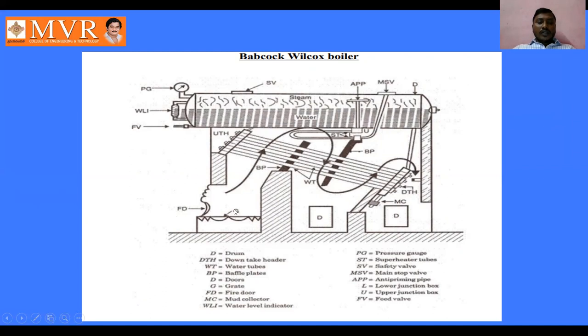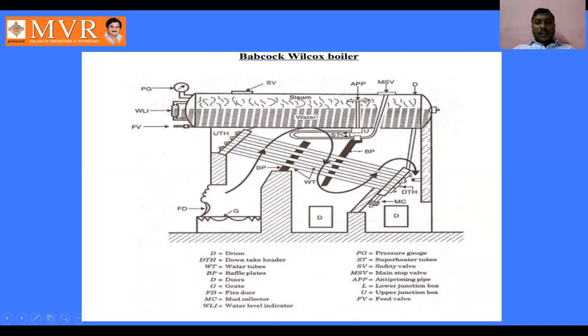Here, upon the grate, by using this fire door, we are going to feed coal onto the grate, where the combustion process takes place. After complete combustion, the hot gases which are produced upon the grate rise up and enter the water tubes, and the baffles provided here deflect these hot gases in a zigzag way. At last, these hot gases will enter the atmosphere.